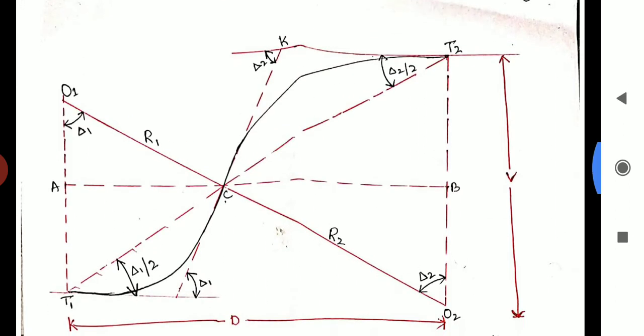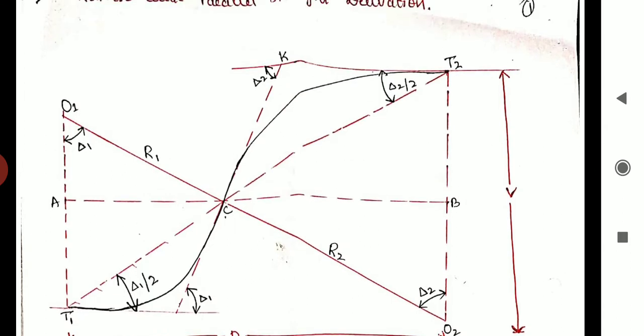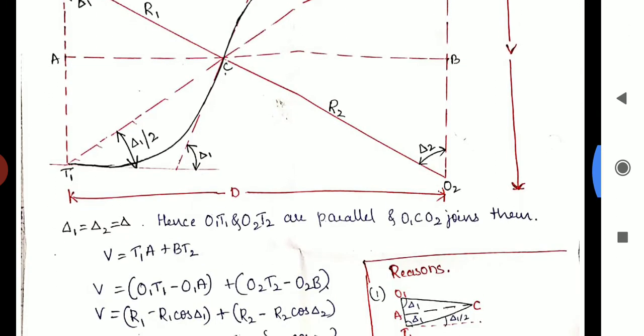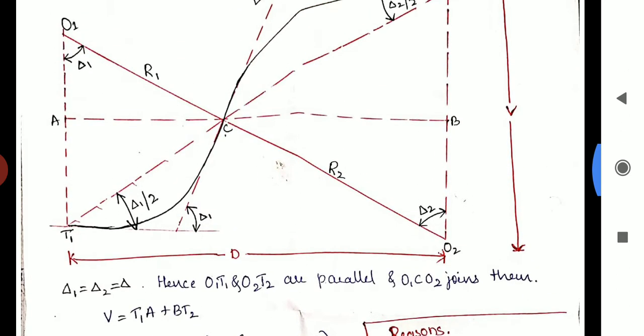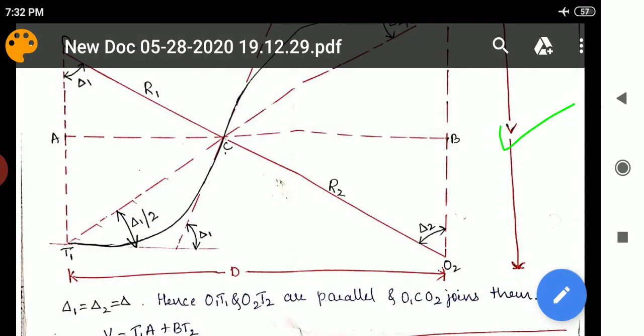See here, delta 1 equal to delta 2 is delta. Okay, so O1T1 and O2T2. See here, O1T1 and O2T2. Okay, on the left side O1T1, on the right side O2T2. These are parallel, and O1, C, O2, join them. Next, V equal to, see here, V equal to T1A.